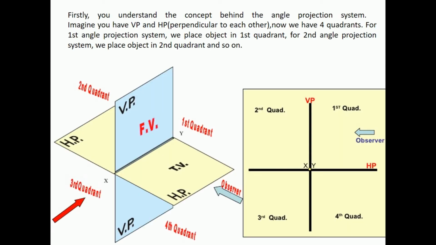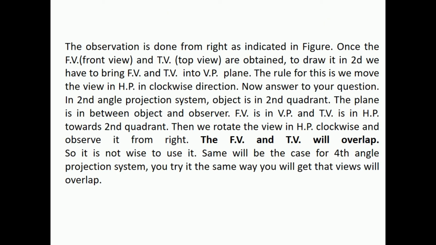Firstly, to understand the concept of projection, imagine you have a vertical and horizontal plane perpendicular to each other. Now we have four quadrants. For first angle, we use the first quadrant. For second, we use the second quadrant. Like that, we split into the 1, 2, 3, 4 angles of projection.